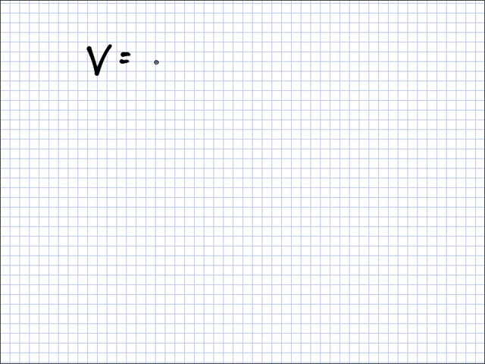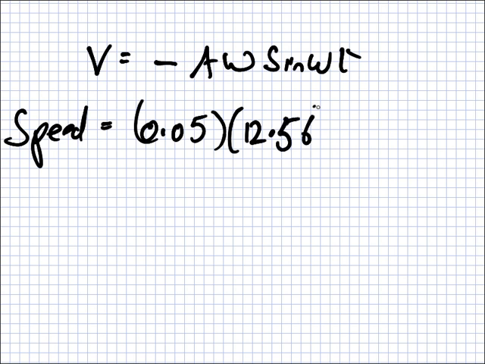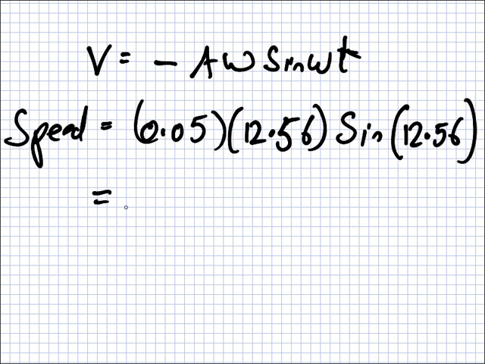V equals minus A omega sine omega t. What's the A? 0.05. And I don't really care about the minus. What's the omega? 12.5. Yeah, 12.56. And it's sine, and what's the t? 1. Because I say, how fast is it going after 1 second? All right, so what's this?